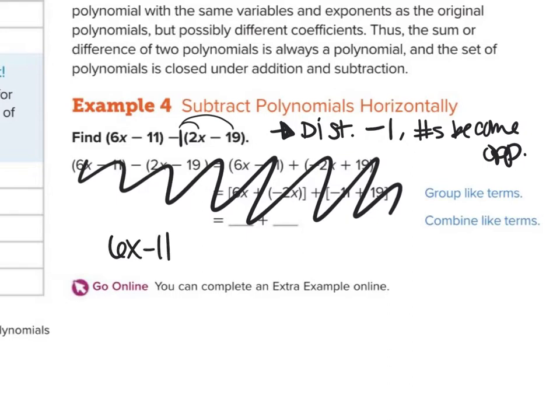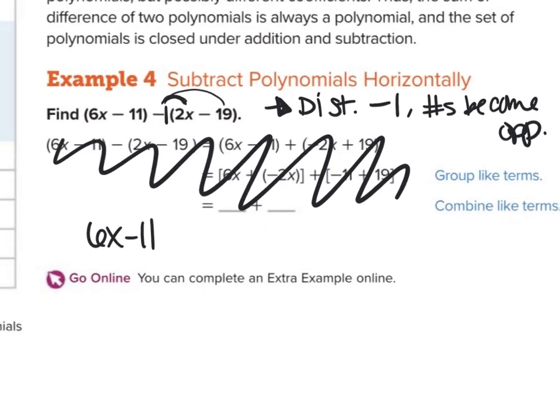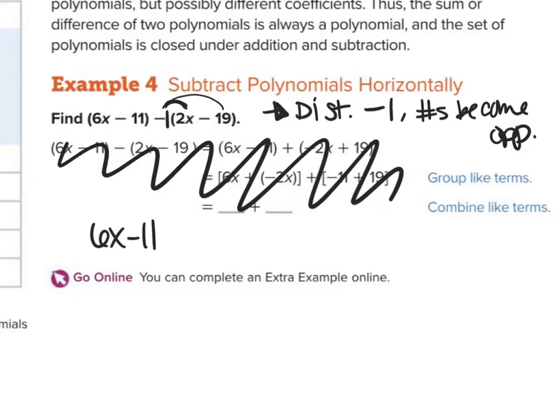Okay, so if I distribute negative 1 to 2x, what does that 2x become? Opposite. Just right here. Okay, so you distribute that 1. So 2x, what's the opposite of 2x? Negative 2x. All right, now this one is negative 1 distributed to negative 19. So make it the opposite. The opposite of negative 19 would be positive 19.